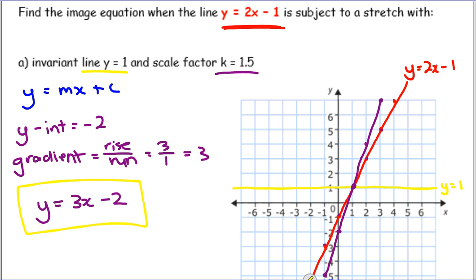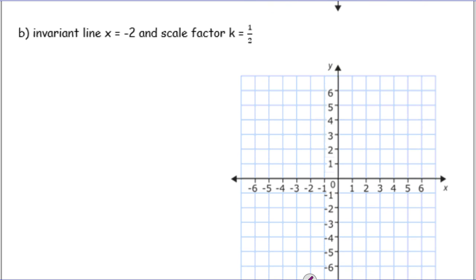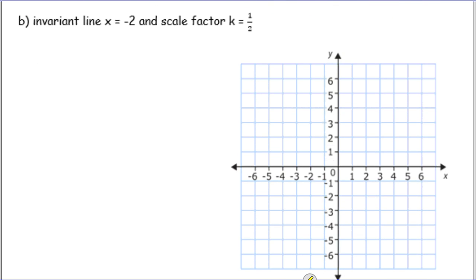Our image equation, let's label it: y equals 3x minus 2. I'm labeling it in purple. That's my image equation. Now let's really quickly do this because I'm moving on. Invariant line x equals -2. So let's draw that in. x equals -2 will be a vertical line cut through x equals -2.